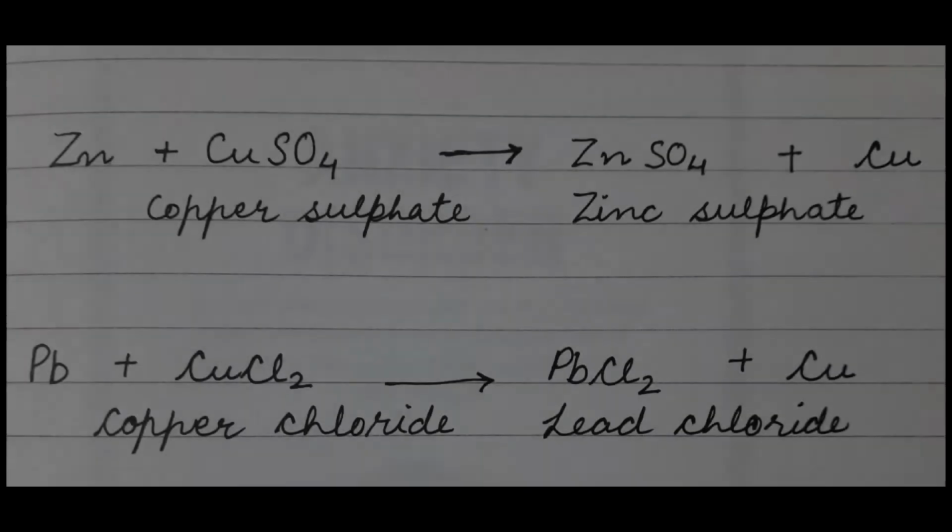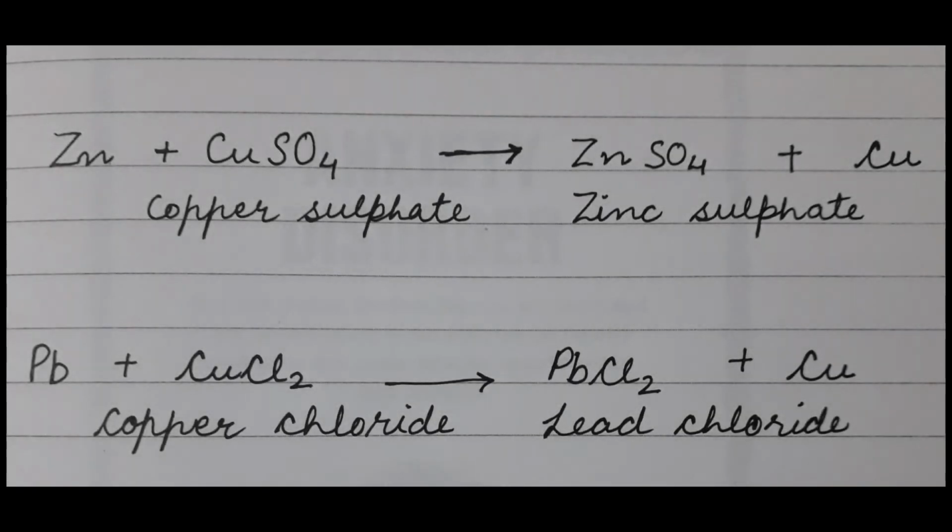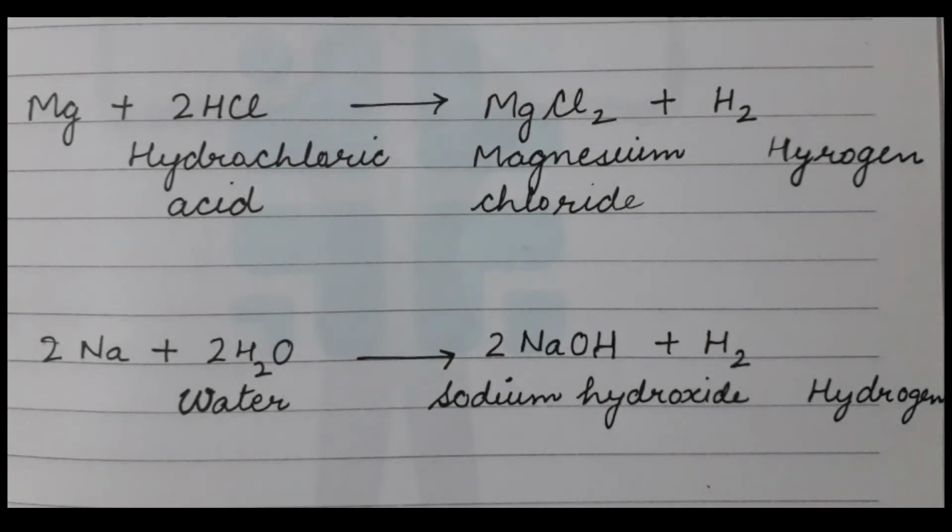Some more examples of displacement reactions are Zn, that is zinc, plus CuSO4 gives ZnSO4 plus Cu. Full names are written on the screen. Pb plus CuCl2 gives PbCl2 plus Cu. Mg plus 2HCl gives MgCl2 plus H2. 2Na plus 2H2O gives 2NaOH plus H2. In all these reactions, single displacement is taking place.